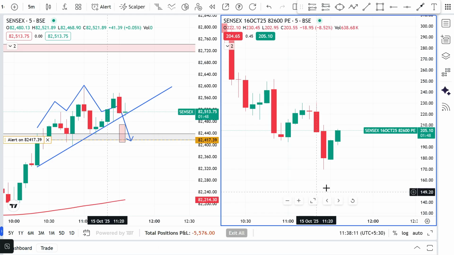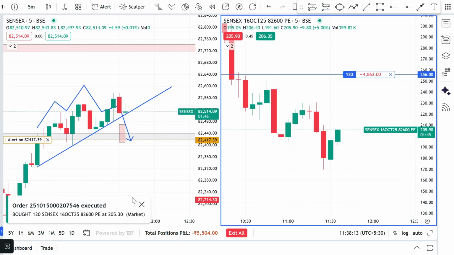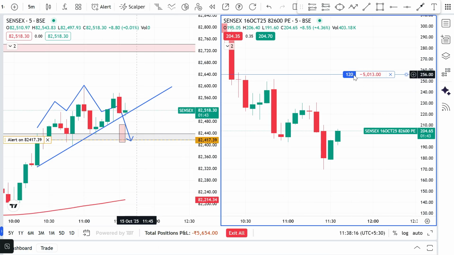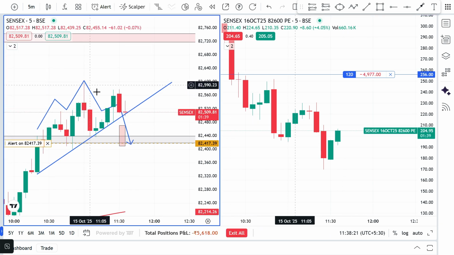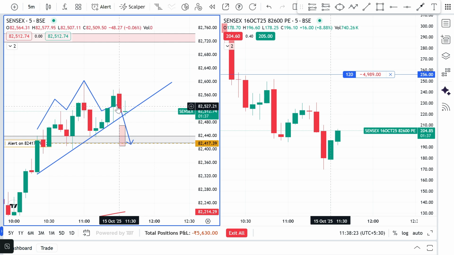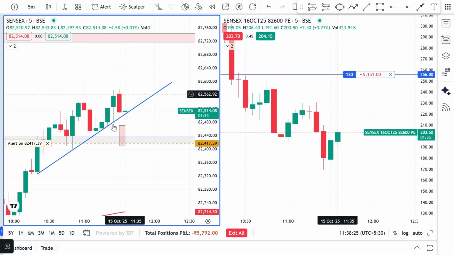Okay, let me enter first. Okay, you can see I just entered. You can see there is the analysis. I entered 120 quantity. I'm expecting it to create a head and shoulder pattern and break this zone, and we expect a good downside fall.